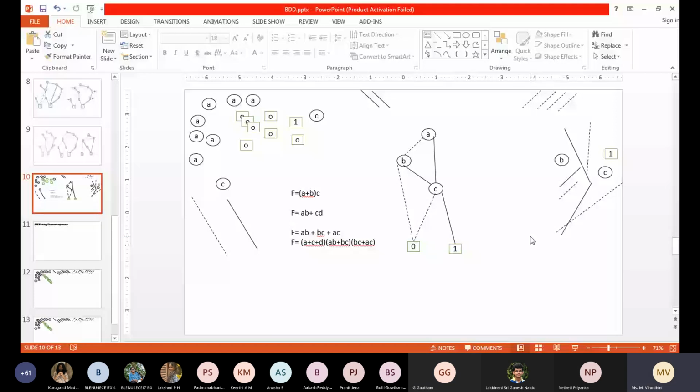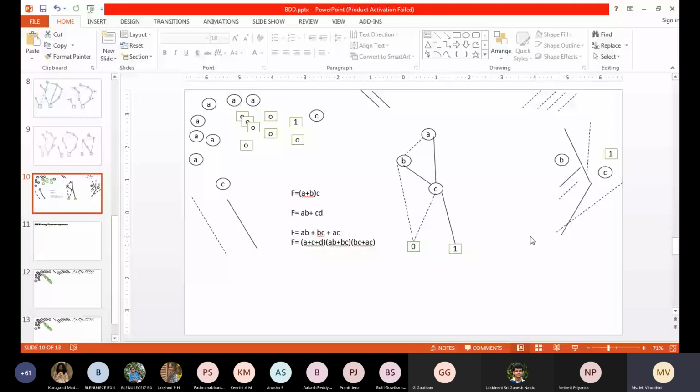Front-end design output will act as an input to the back-end design. Correct? Yes, ma'am. Back-end output will act as an input for fabrication. We are transforming the front-end design to the back-end design, converting a front-end design to the back-end design. That is exactly what we are doing.